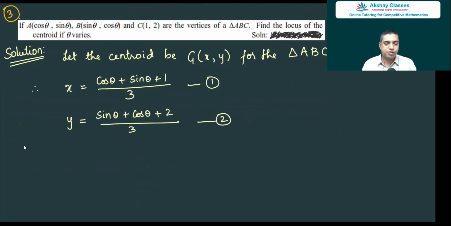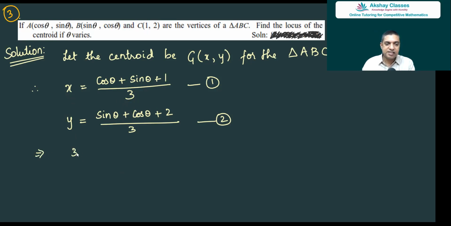So the theta terms should be eliminated. If you eliminate the theta terms, the resulting equation that you get will be the locus. Irrespective of theta, you have found the equation. That means all the points will lie on this equation. So how will you do it? We can do x minus y. Very simple. Do 3x minus 3y.